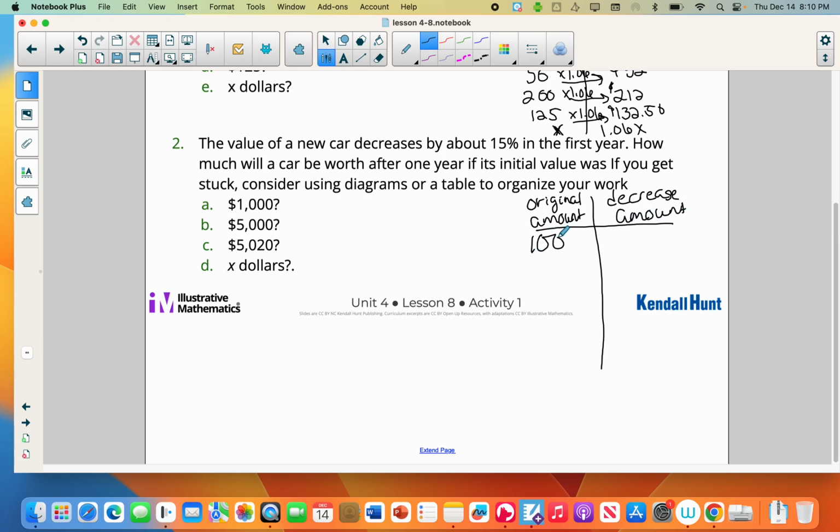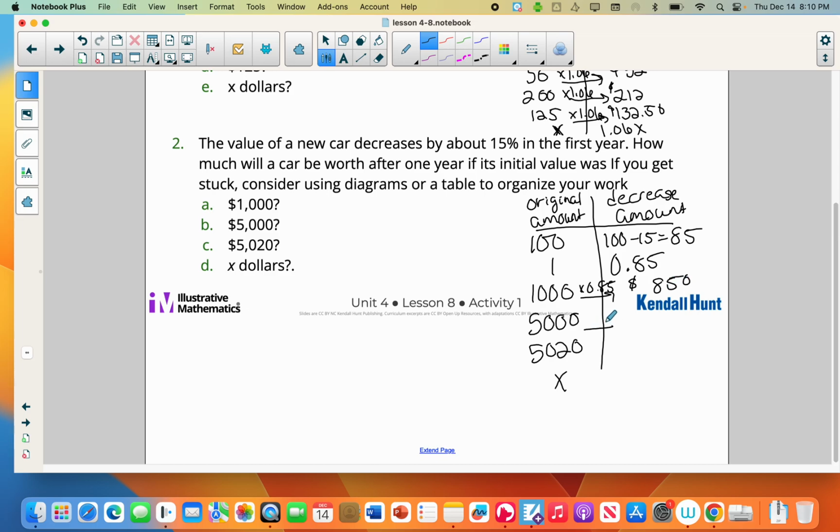And so the original amount's going to be my 100%. 100 minus 15 gives me 85%. So I end up with a constant of proportionality of 85/100ths. And then we can just put in each of our initial amounts, and we multiply each of those by 0.85. And so the $1,000 car now becomes $850.